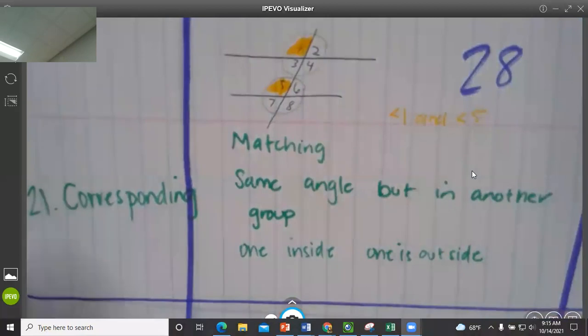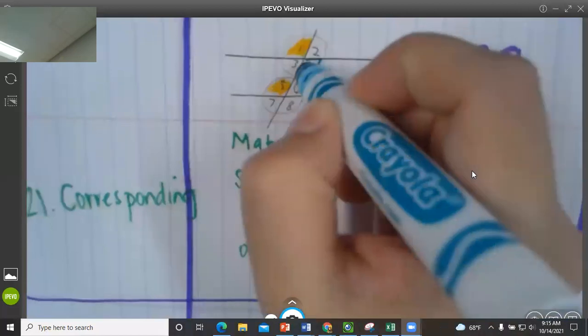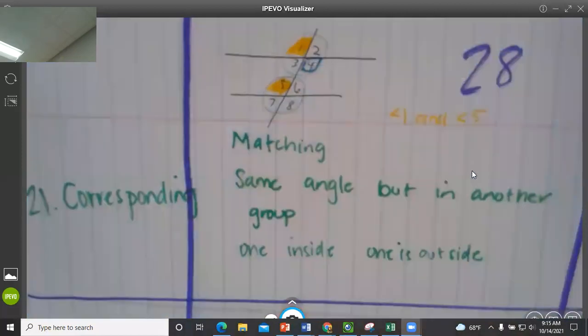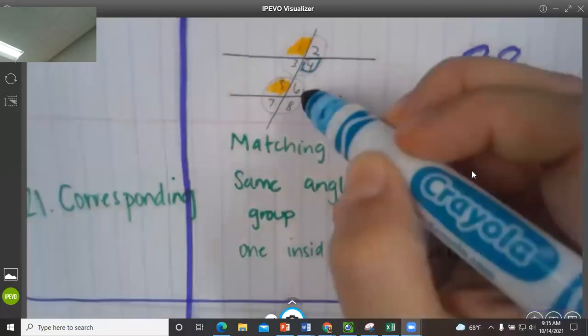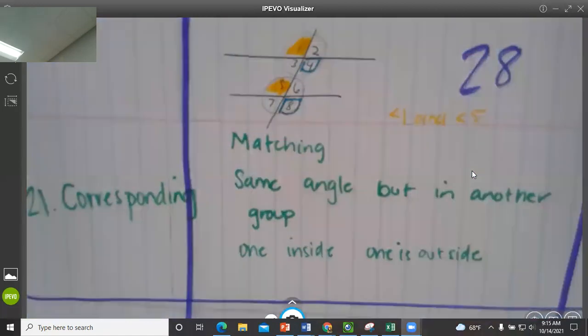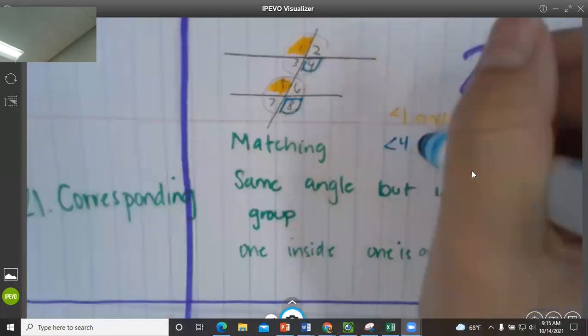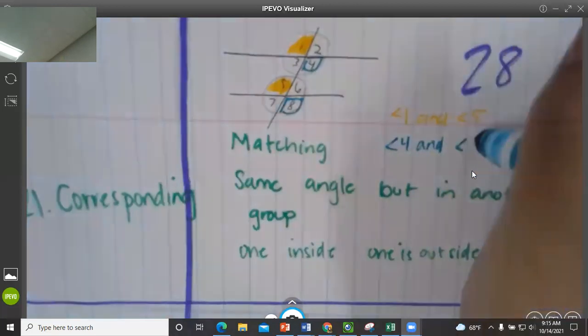Okay, let's do, what about angle 4? You know, show me with your hands, like your fingers, which one would be corresponding to 4? Okay, I see a couple of different answers for this one. It's not gonna be 6 because 6 is above it. It's gonna be 8. Yeah, 4 and 8, they're in the same spot, but in different groups. That's what corresponding is. Thank you.